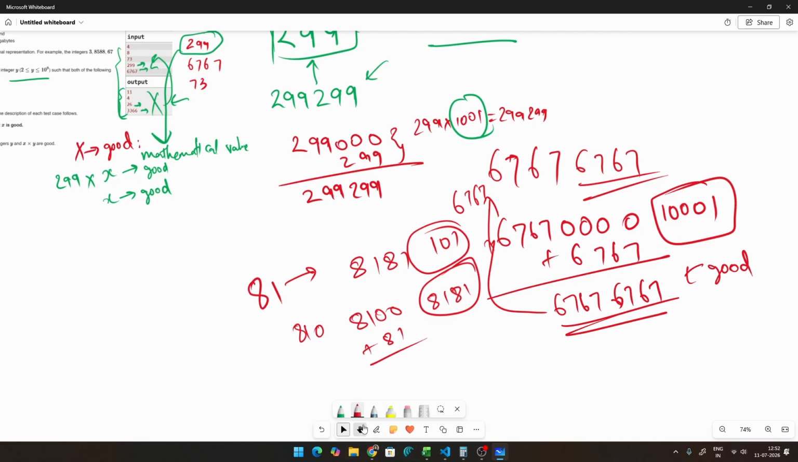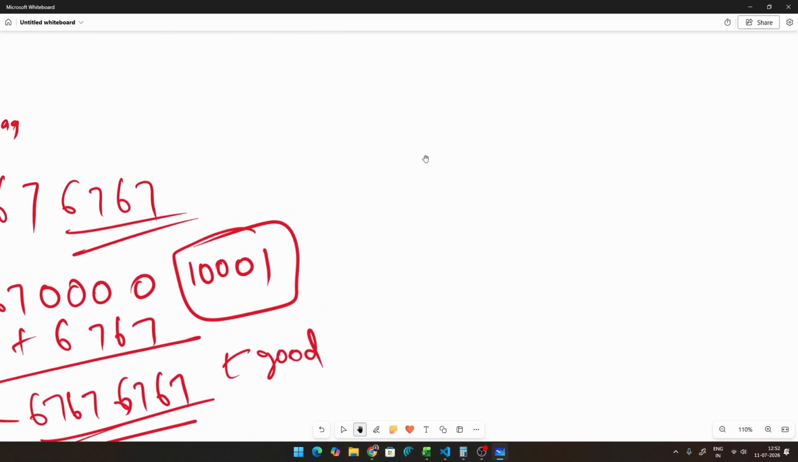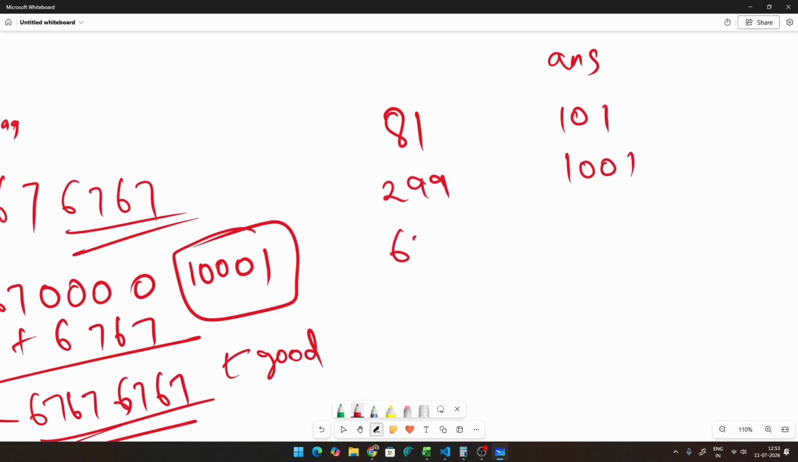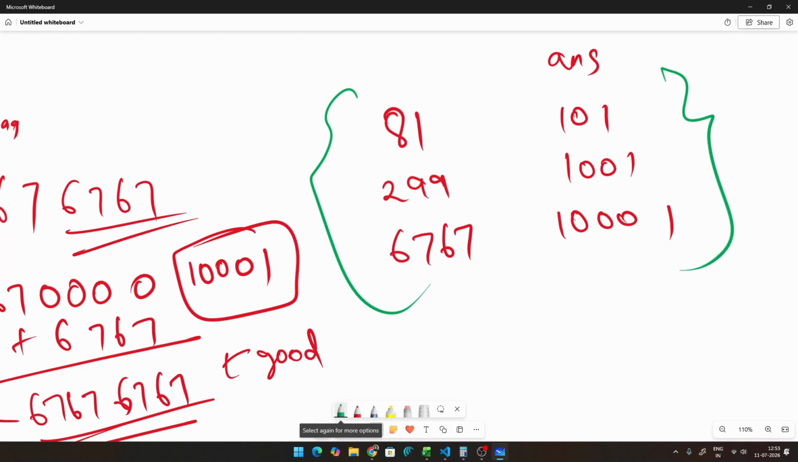Okay, now I can make some good solutioning. When it's 81, the answer was 101, correct? When it was 299, the answer was 1001. When it was 6767, the answer was 10,001. What does this tell us? This is the most important part of this solution. This is where we generalize the answer, because here I can just put this as 100 plus 1 or 10 power 2 plus 1. Here I can do the same 10 power 3 plus 1. And here I can say 10 power 4 plus 1.